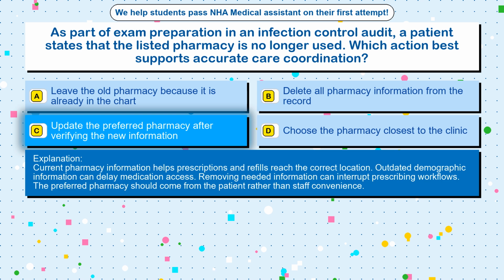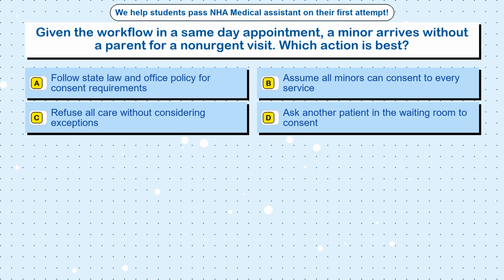Removing needed information can interrupt prescribing workflows. The preferred pharmacy should come from the patient rather than staff convenience. Question 78. Given the workflow in a same-day appointment, a minor arrives without a parent for a non-urgent visit.